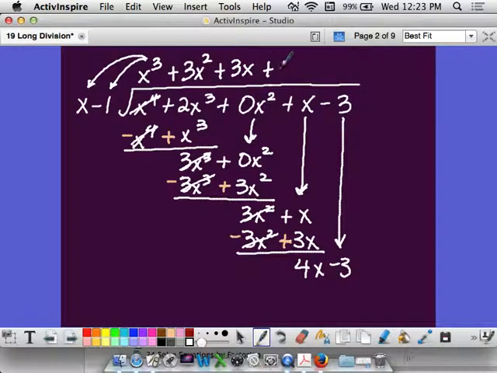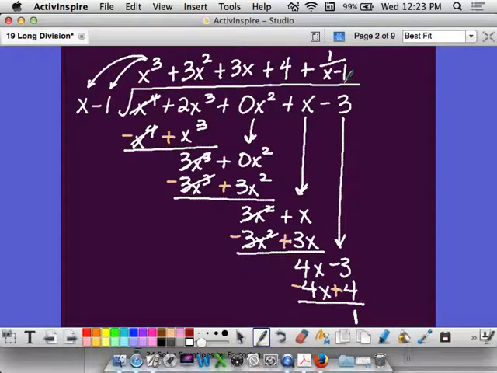What times x is 4x? And that's going to be a positive 4. 4 times x is 4x. 4 times negative 1 is negative 4. Draw the line, change the signs, and combine. And here when I combine, I'm going to have a remainder of 1. Because it's positive, I'm going to put plus 1 over x minus 1.